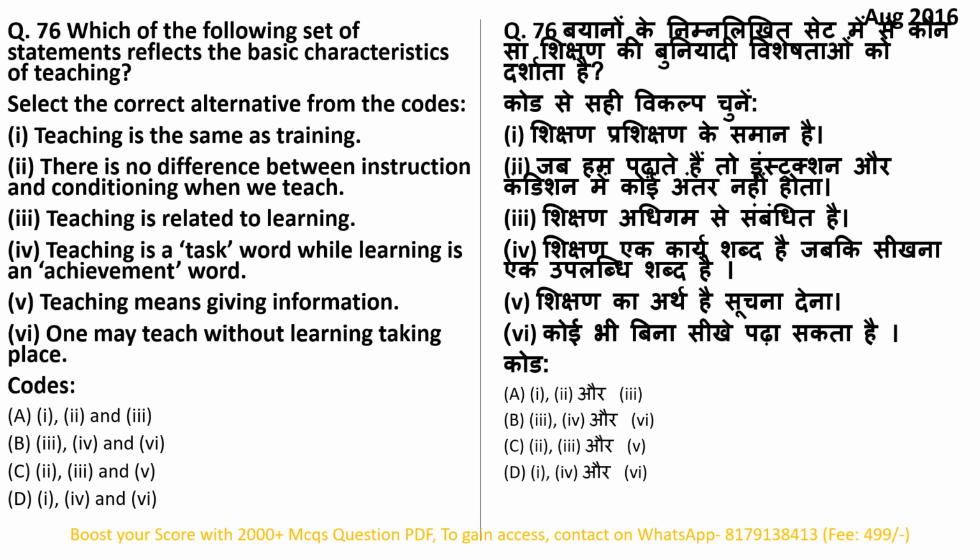Which of the following set of statements reflects basic characteristics of teaching? Teaching is the same as training. There is no difference between instruction and conditioning. When we teach, teaching is related to learning. Teaching is a task word while learning is an achievement word. Okay, let's see the answer to this question. It's 3, 4, and 6. Teaching is related to learning. Teaching is task while learning is achievement, and one may teach without learning taking place.